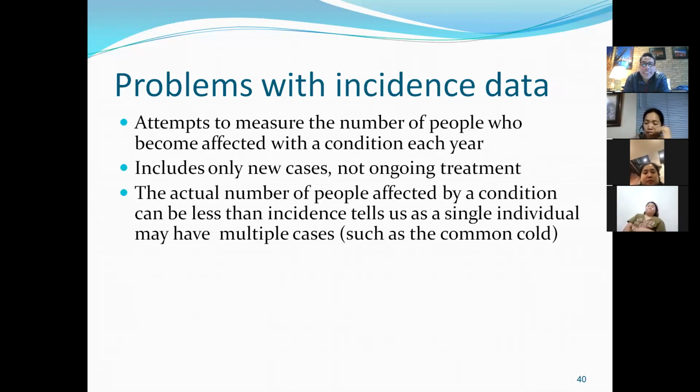What about incidence data? Well, there's also a problem with that because you're only accounting for new cases and not the ongoing treatment. The actual number of people affected by a condition can be less than the incidence tells, such as a single individual may have multiple cases, like the common cold. So you always need to look at incidence and prevalence data with caution, basically, because it has its own limitations.